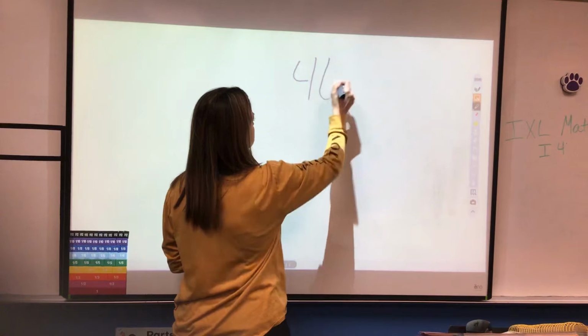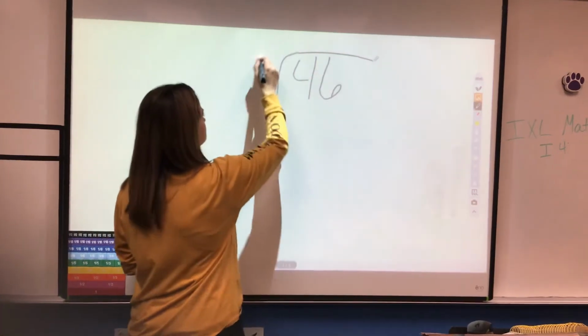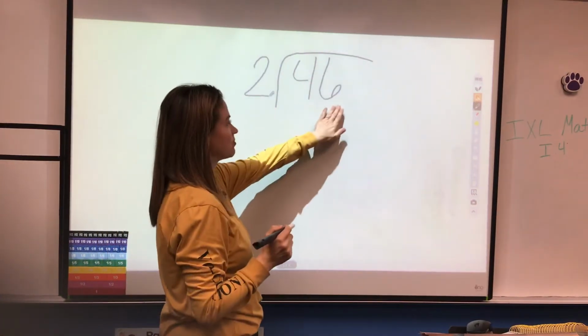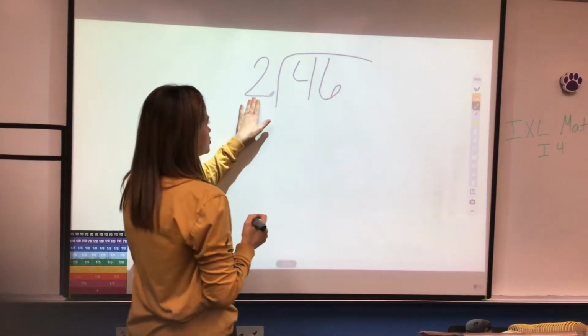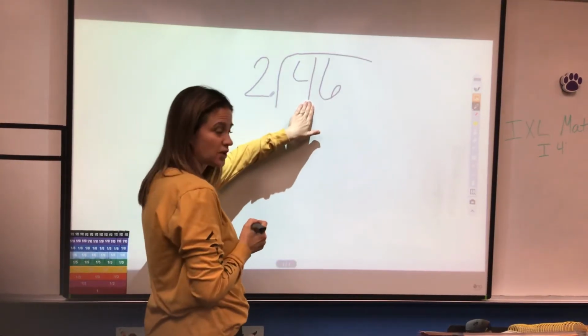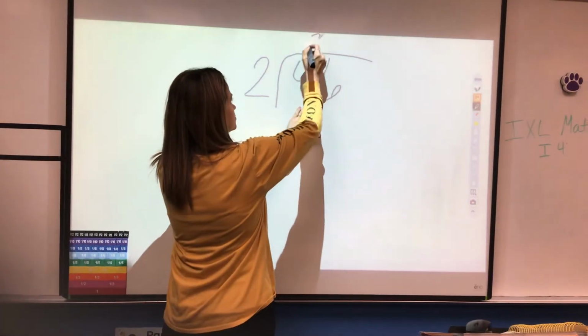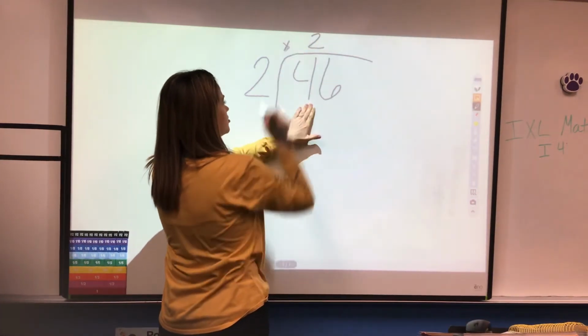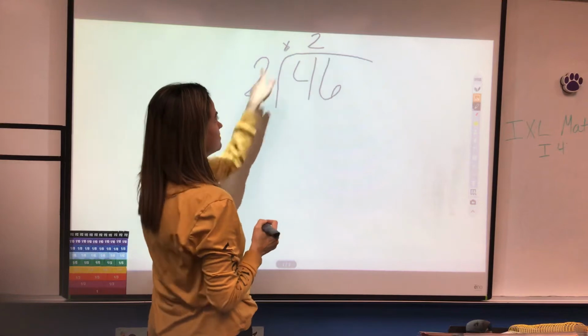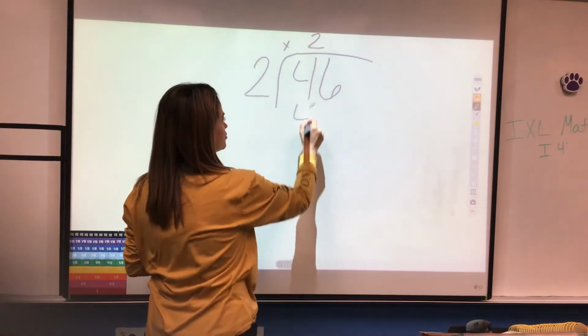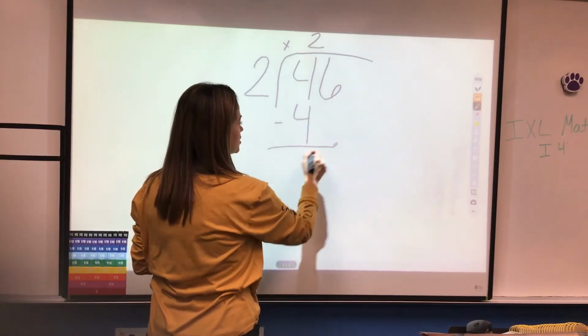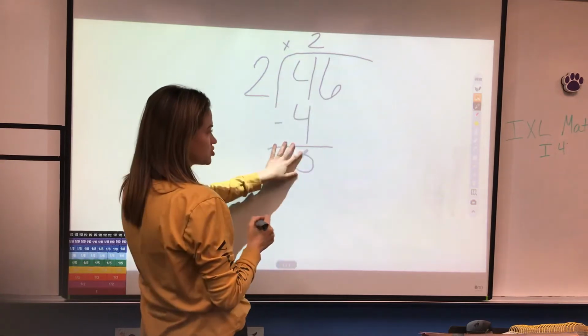46 divided by 2. You're going to look at each number one at a time. So you're going to say 2 does divide into 4. How many times can 2 go into 4? It'll go 2 times, kind of like that. It's that little multiplication symbol there. 2 times 2 is 4. So you're going to put your 4 there. And you're still going to do what you were doing before. You're still going to subtract.